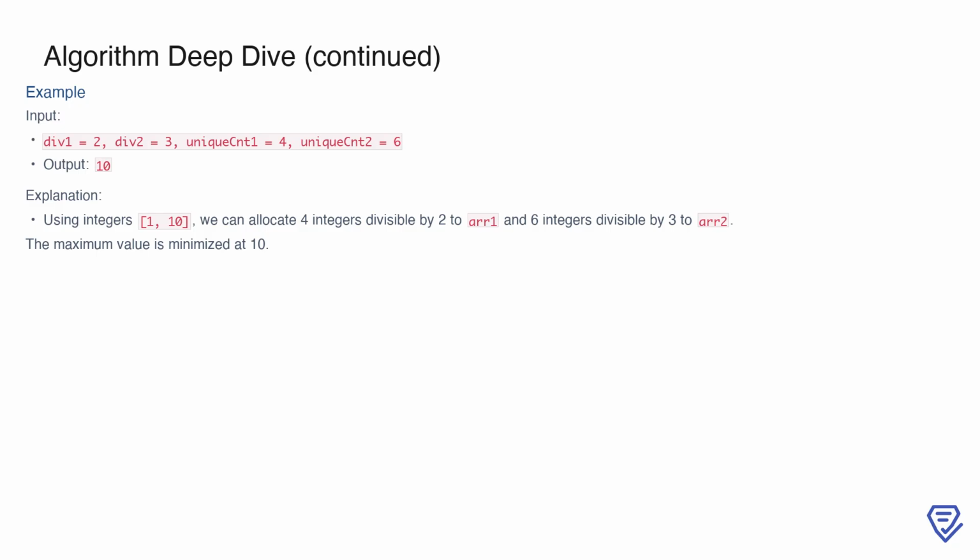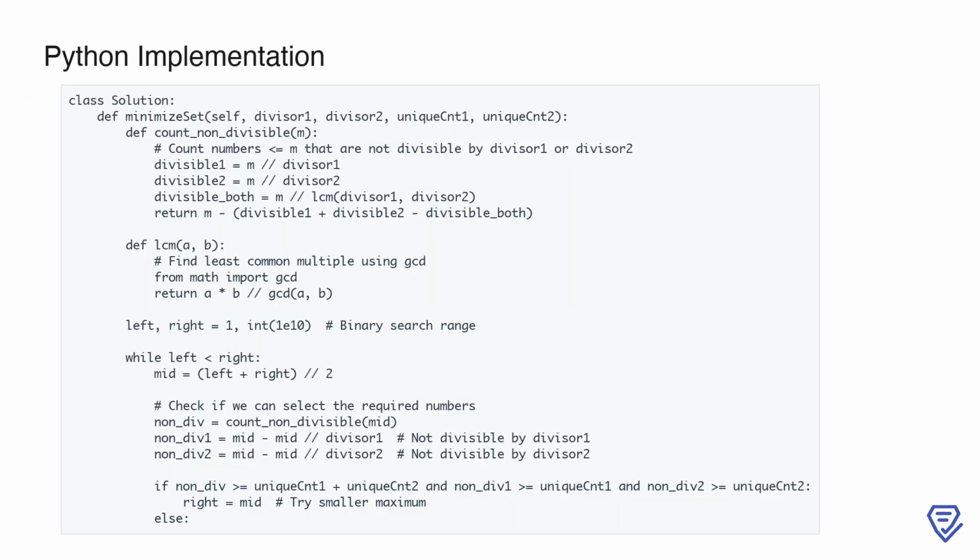Suppose div1 is 2, div2 is 3, uniqueCnt1 is 4, and uniqueCnt2 is 6. The output in this case is 10. This means that using integers in the range 1 to 10, we can allocate 4 integers divisible by 2 to arr1 and 6 integers divisible by 3 to arr2. The key is that the maximum value, 10, is minimized while meeting all constraints. This demonstrates how the algorithm balances the requirements for both arrays and efficiently finds the smallest possible maximum value that satisfies the problem's conditions. Here, we begin the Python implementation of the problem.